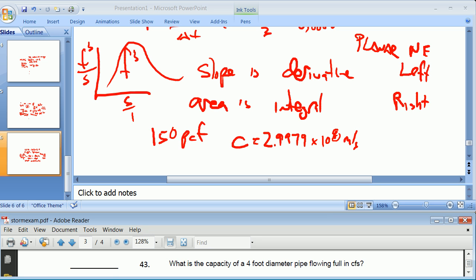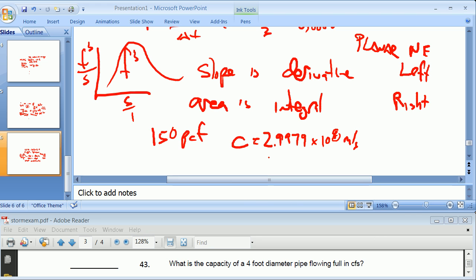Capacity of a 4-foot diameter pipe flowing full. You take the area times the velocity of 10. So the area is 4 pi times 10. That would be 40 pi cubic feet per second.